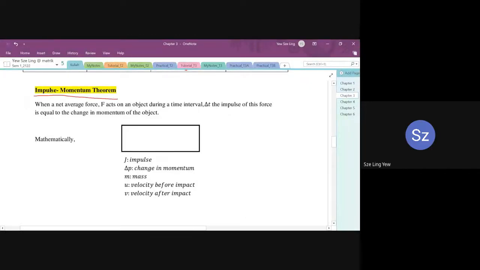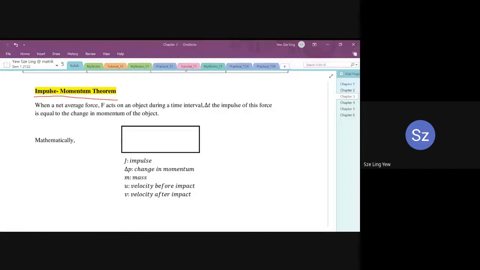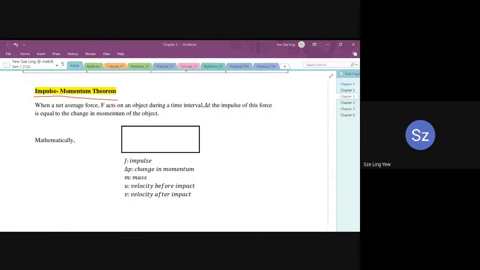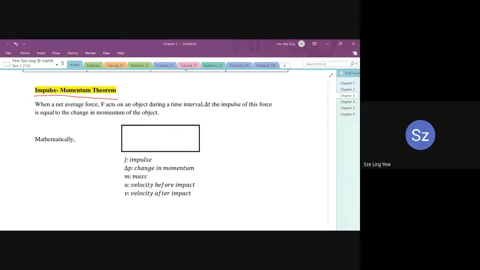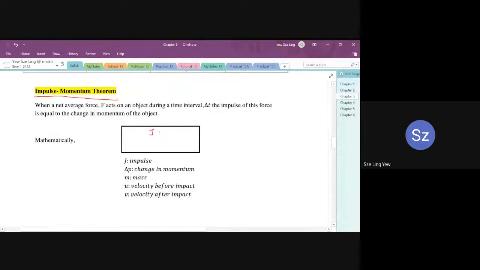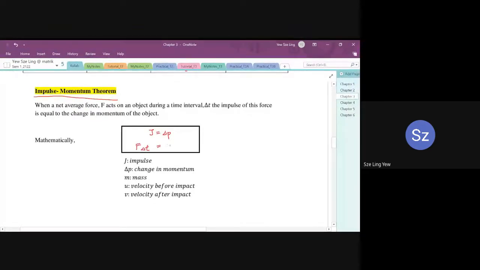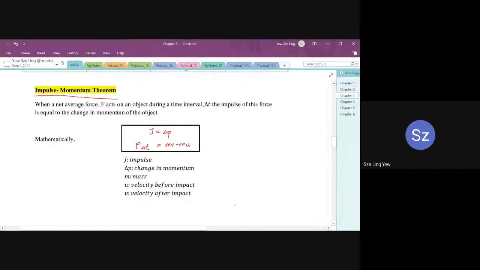So what are we going to do in order to calculate impulse? We calculate it by looking at the change in momentum. So now I can say J equals delta P, the change in momentum, and J just now we have F delta T, which equals mv minus mu.